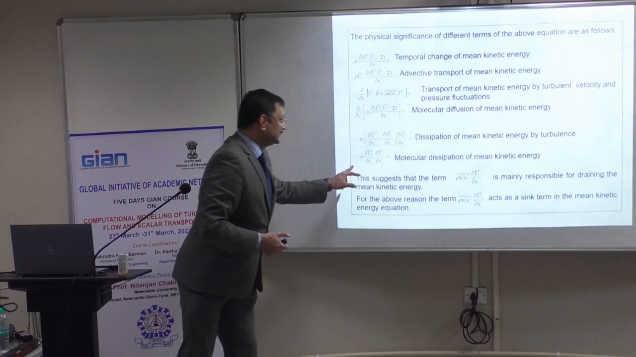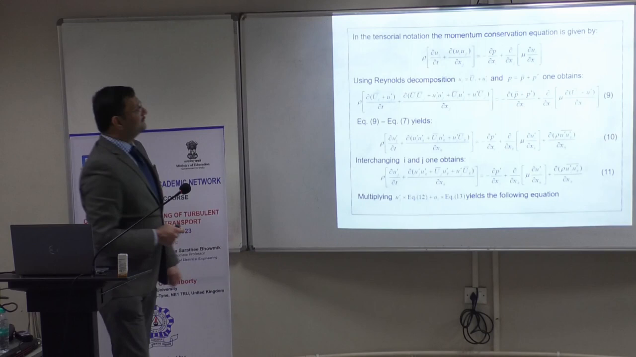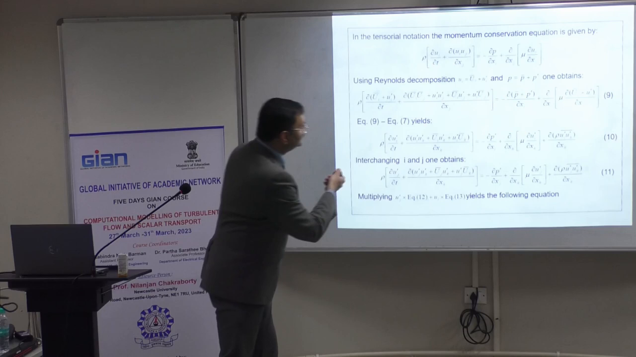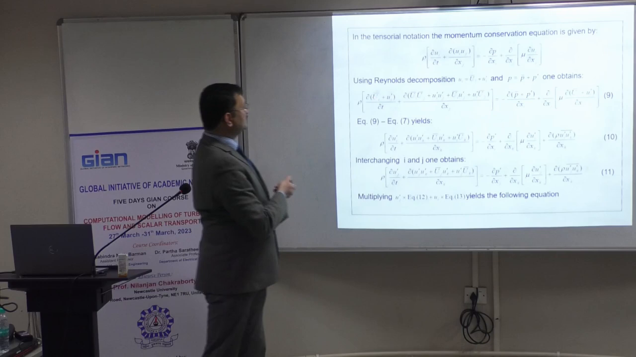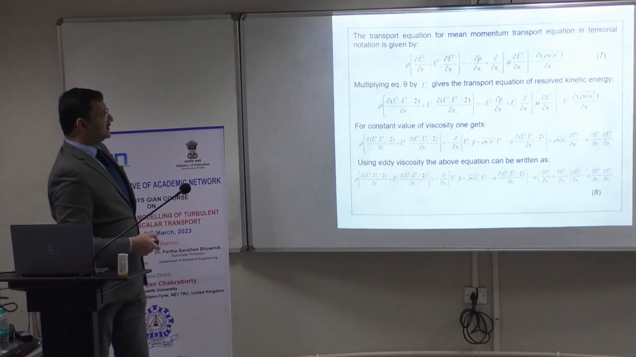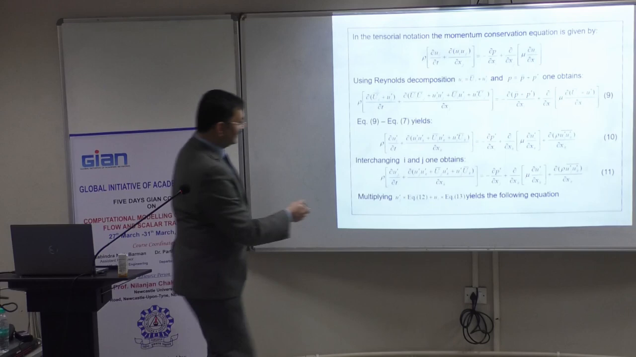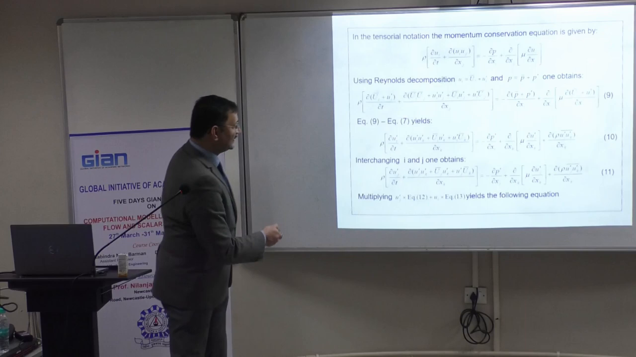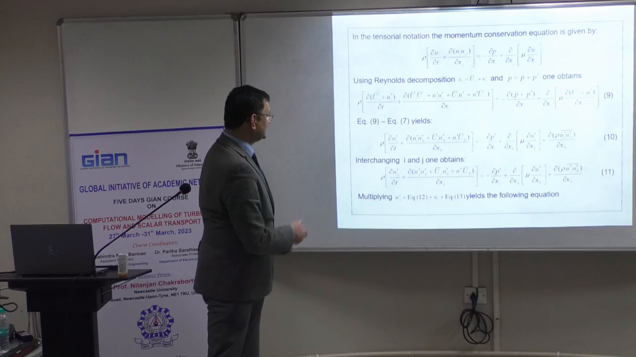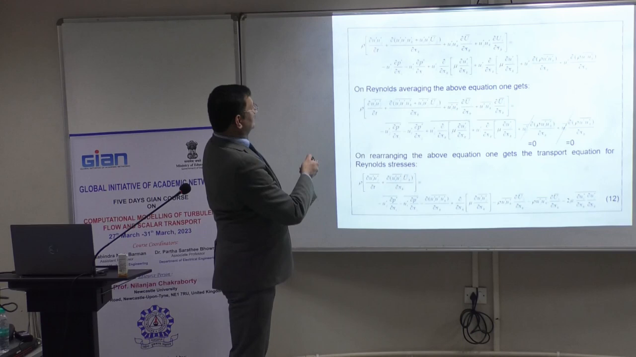Okay? Now let's look at the Reynolds decomposition of the momentum equation. This is the instantaneous equation, and this is the Reynolds decomposition of the same equation. If we look at equation 7, this is our averaged equation. If we do that, then I'll get an equation for the fluctuating component. If I interchange i and j, I will get another equation. If I multiply that with uj dashed, and this one with ui dashed, I'll get an expression for ui dashed uj dashed. This is the instantaneous contribution.